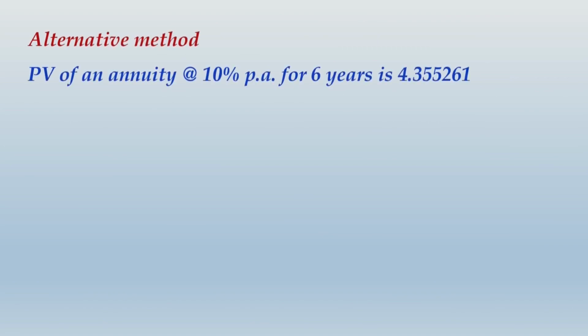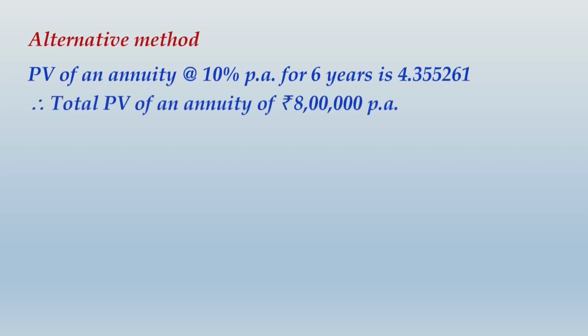So what I want you all to do is write up that other variation of your answer as well. Whenever you are getting a case of annuity, you should do something like this as an alternative method. PV of an annuity at 10% per annum for 6 years is 4.355261. Therefore, total PV of an annuity of rupees 8 lakhs per annum will be 8 lakhs multiplied by that annuity factor, and you get 34,84,208.55. So I can round it off to the higher side, that is 209.